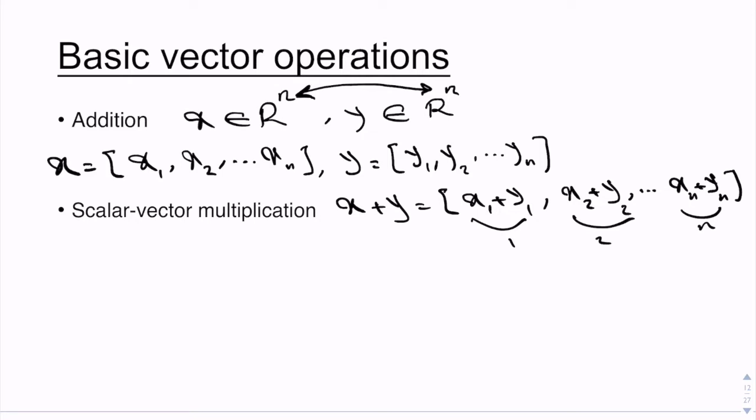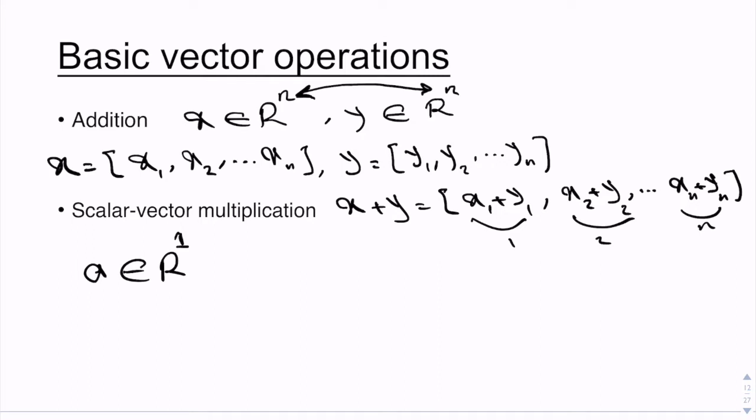And scalar-vector multiplication means that we can multiply a vector by a scalar. Let's say a belongs to R, so a is a scalar, a single number. It could be an integer or a real number, any type of number, but for the sake of simplicity I use R here. You know that R denotes the set of real numbers.